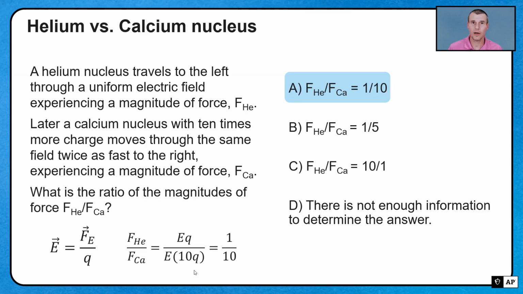You might say, well, what about which way it was traveling? That's not going to affect the force. Also, if you mention, what about it going faster? That also doesn't affect the force. The only thing that affects the force is just the E field, which was the same, and the magnitude of the charge. And since calcium was 10 times greater, it's going to have 10 times more force.